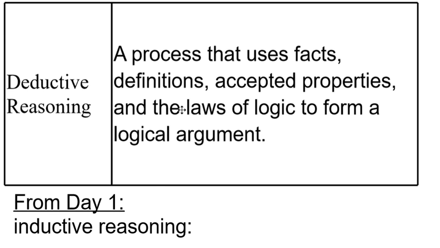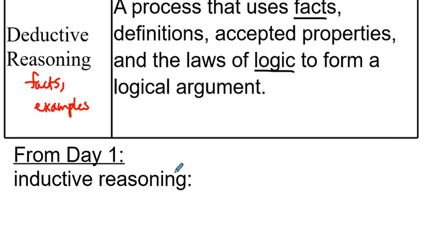So deductive reasoning, go ahead and get this definition in your notes. It's a process that uses facts and definitions, okay? Hard facts, right? Definitions and accepted properties and logic to form an argument or form a conclusion, okay? So the biggest takeaway here is that for deductive reasoning, we really need facts, we need examples, okay? Compare or contrast this with what we learned the other day, with inductive reasoning.